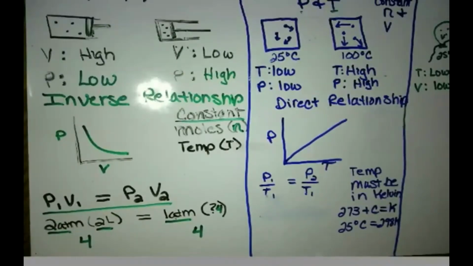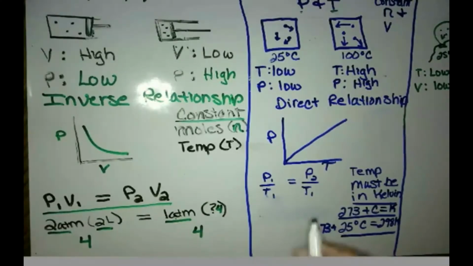So let's look at this mathematically. The first thing to know is our temperature must be in Kelvin. Remember, Kelvin is directly proportional to kinetic energy. I can't get a negative temperature here. My numbers can't go negative. Okay, so we have to do the Kelvin. 273 plus C equals Kelvin. So if I have 25 degrees C, it's going to be 298 Kelvin. Okay, why? Because 25 plus 273. Let's do 273 plus 25 degrees C equals 298.